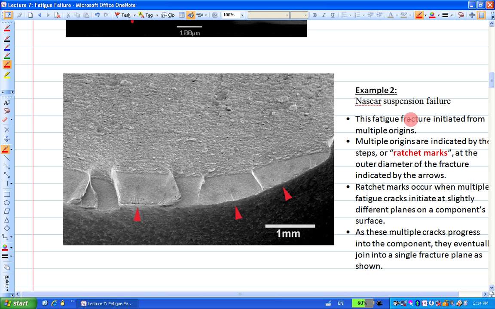Okay. And here's another diagram. It's a picture taken from a NASCAR suspension failure. In this one, the difference is that the crack actually initiated from multiple points, or multiple origins, here. The previous one had only one origin, and this one has three different origins. Because of the multiple origins, there are these so-called ratchet marks, right? So it's not a very even surface here. But it's a similar process as before. You have the crack propagation, until at one point it just breaks suddenly. Okay, yeah. So that's another one.